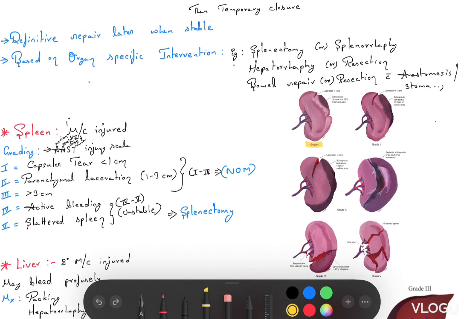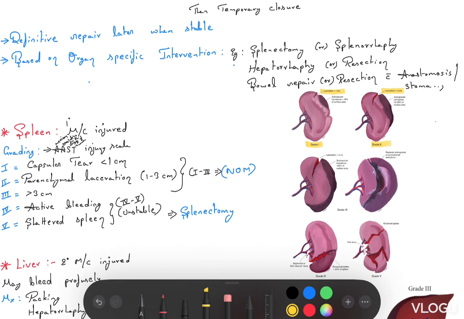We can see grade 1. In grade 1 we can see a capsular tear less than 1 centimeter. So that is spleen grade 1 injury. Okay. Next we can see grade 2. In grade 2 you can see parenchymal lacerations of 1 to 3 centimeters. So for grade 1 and grade 2, we don't need to do any surgery; we can do non-operative management.